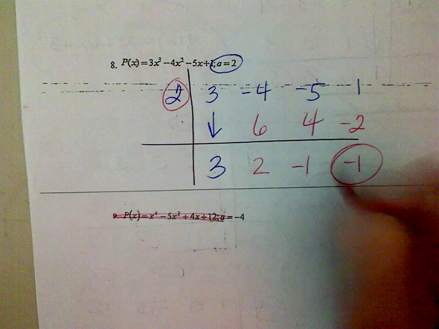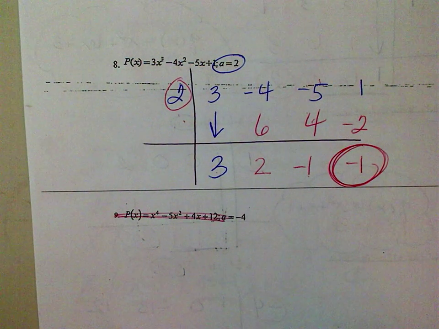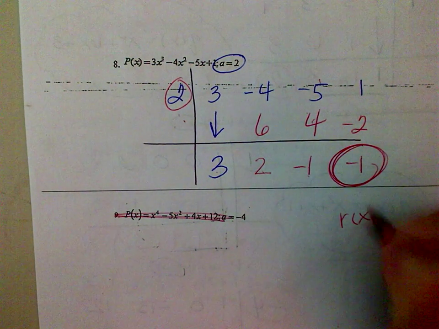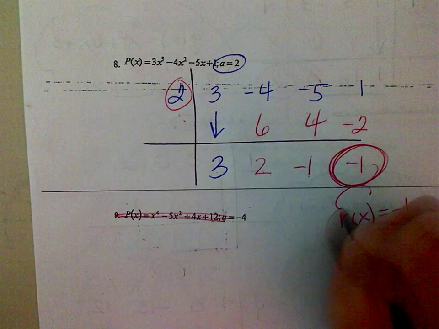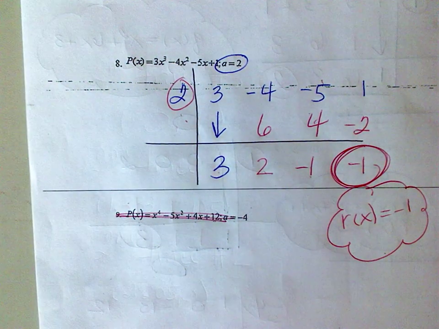The only number I care about is the remainder, because again, this says the remainder theorem. So my remainder is negative 1. So that is my answer. So that was 3-4.